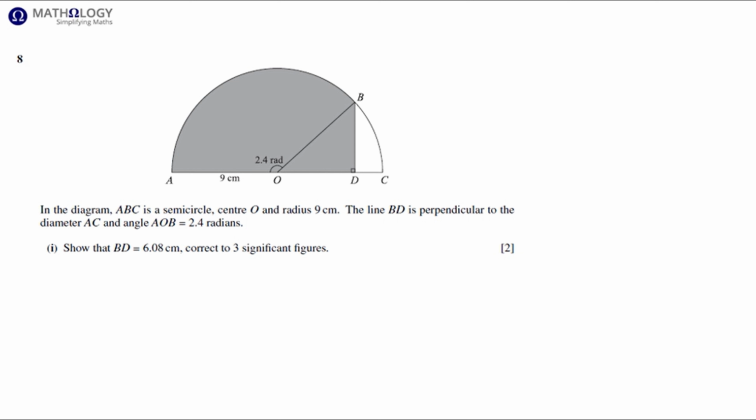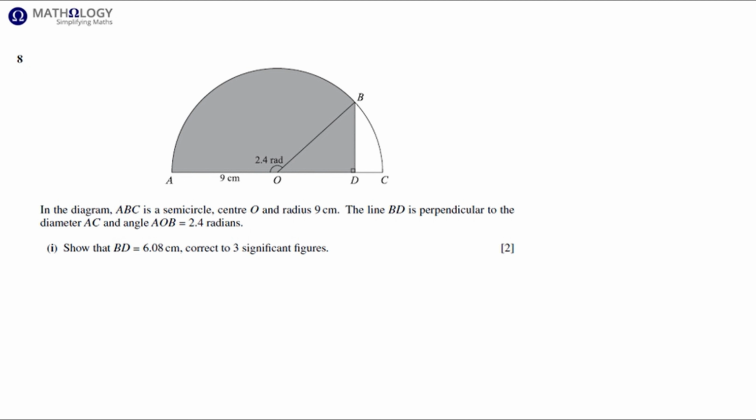Question 8. In the diagram, ABC is a semicircle with center O and radius 9 centimeters. The line BD is perpendicular to the diameter AC, and angle AOB is 2.4 radians. Show that BD equals 6.08 centimeters, correct to 3 significant figures.